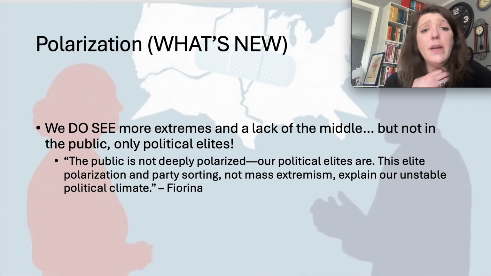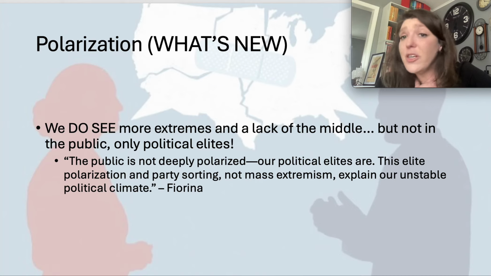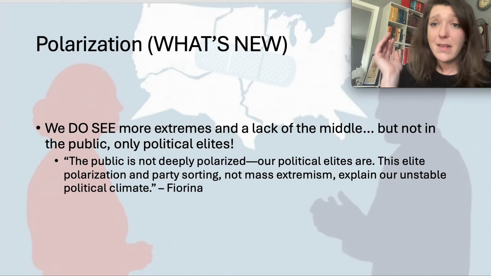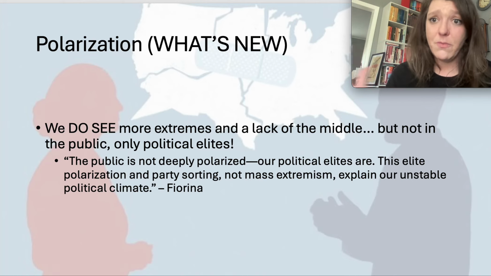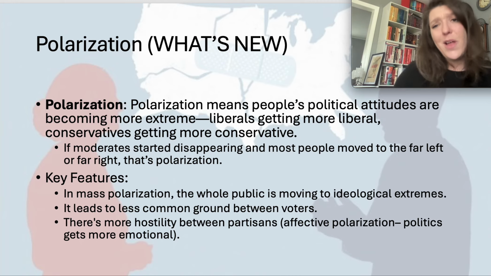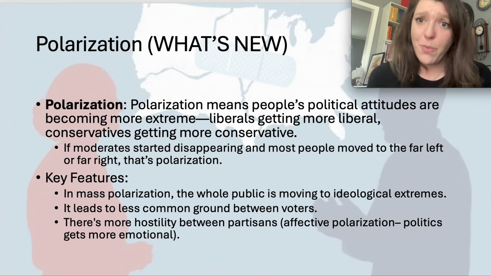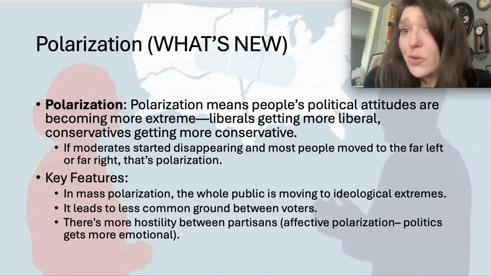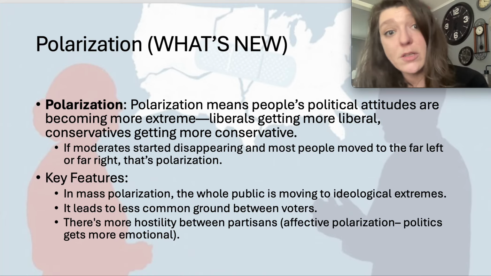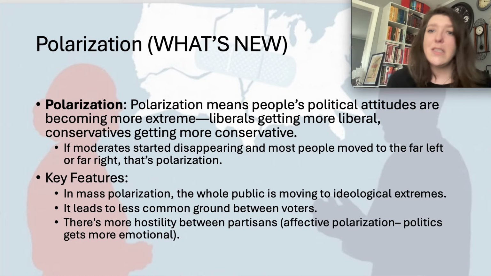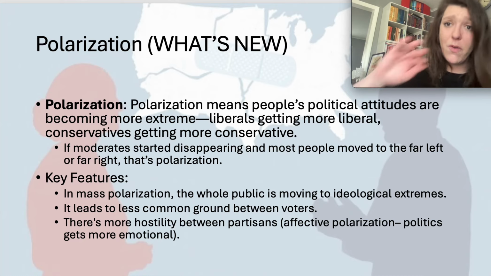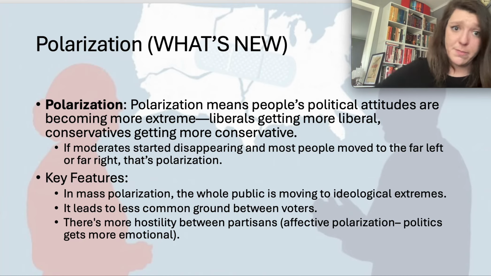So Fiorina is arguing that average, everyday, normal people are not getting more extreme. They are where they've always been for the past many, many years. It is the political elites that are orienting themselves more around these extremes. So, what is polarization? What is true polarization? Polarization means that people's political attitudes are becoming more extreme. Liberals being more liberal, conservatives being even more conservative. And in this case, we should see no moderates, no one in the middle anymore. We should see those going away as people move further and further to the extremes of the spectrum.